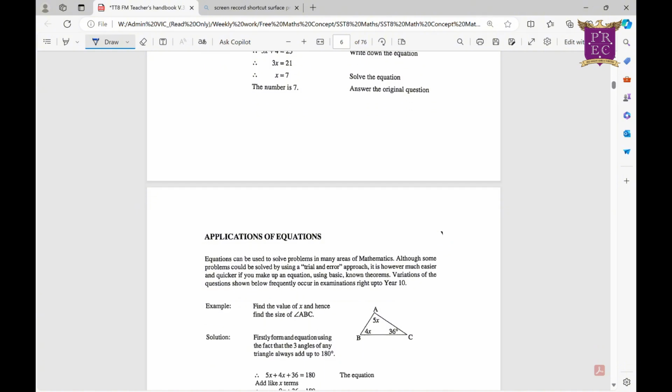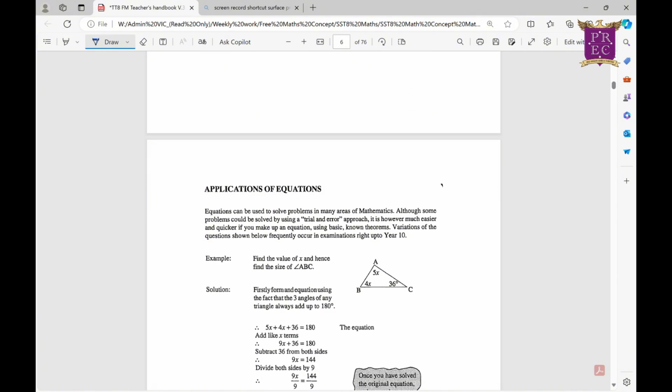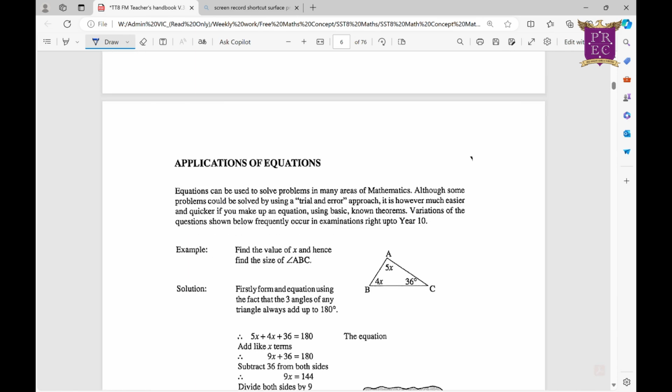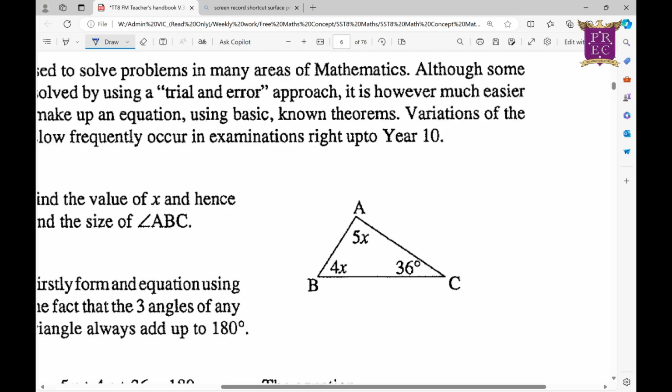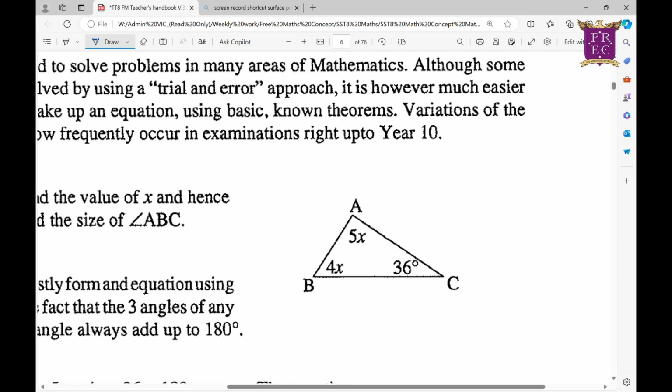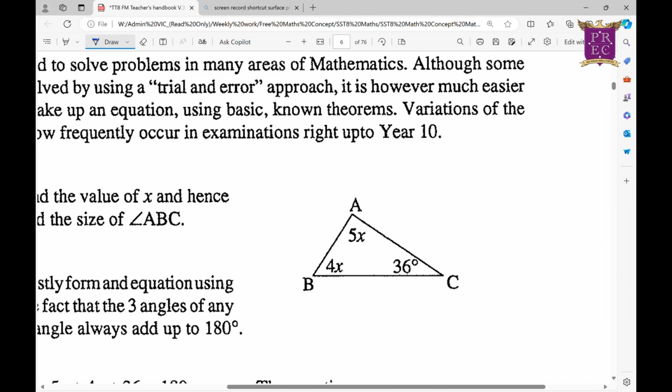Applications of equations. Alright, this is a very interesting one. Let's have a look at the triangle over here. We need to find out what x is. We've been given the 3 angles of a triangle, and we're just supposed to find out what x is. To do that, what can we do? We already know that the total sum of angles of a triangle is 180.